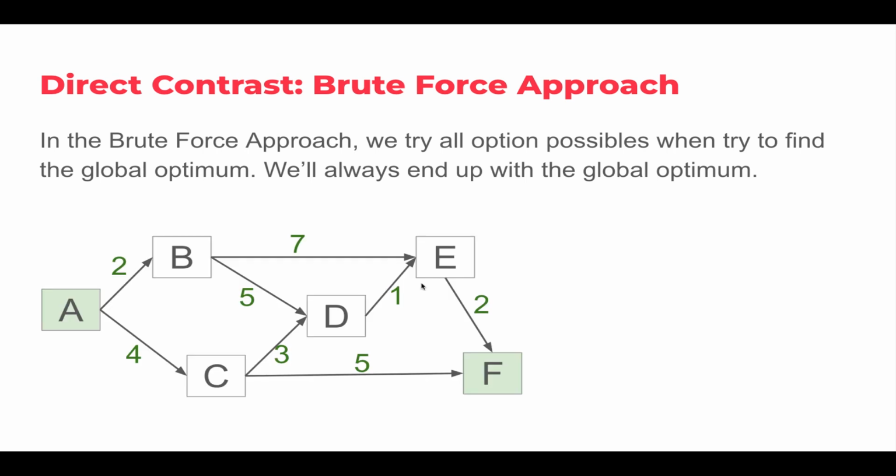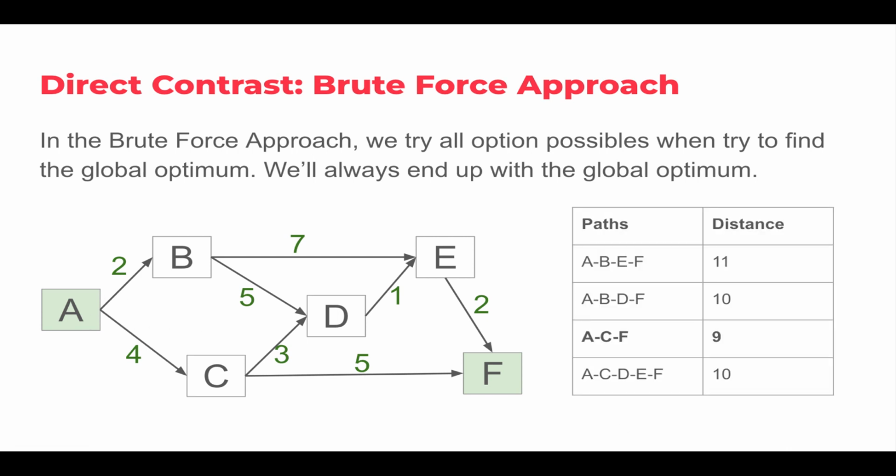So let's take an example. Similar graph we had last time. The only thing is I've added an edge between B and D. So we do have a couple of options. How would a brute force algorithm work? In a brute force algorithm, we have to go ahead and find all the possible paths between A and F.